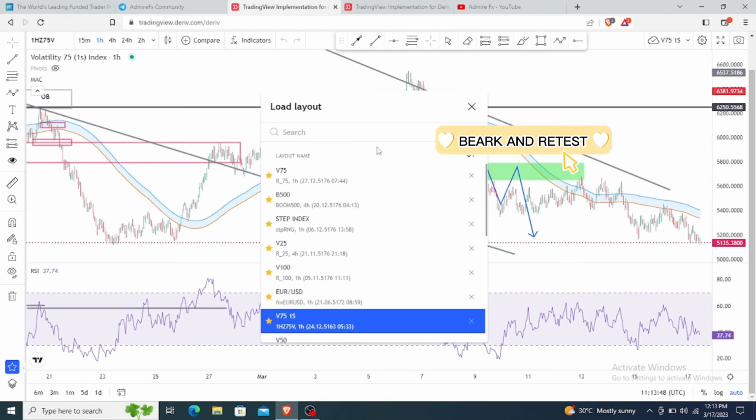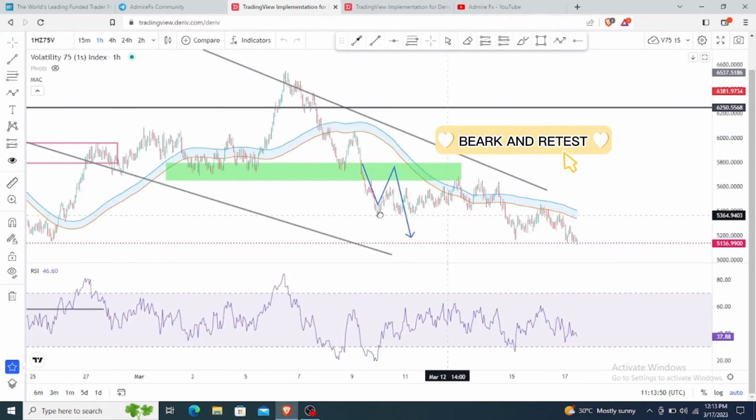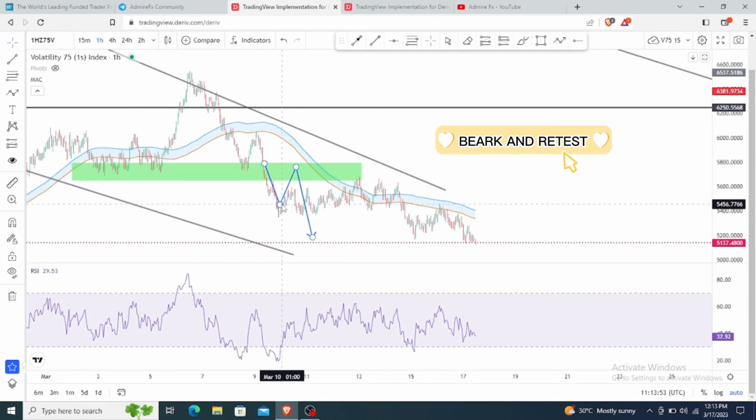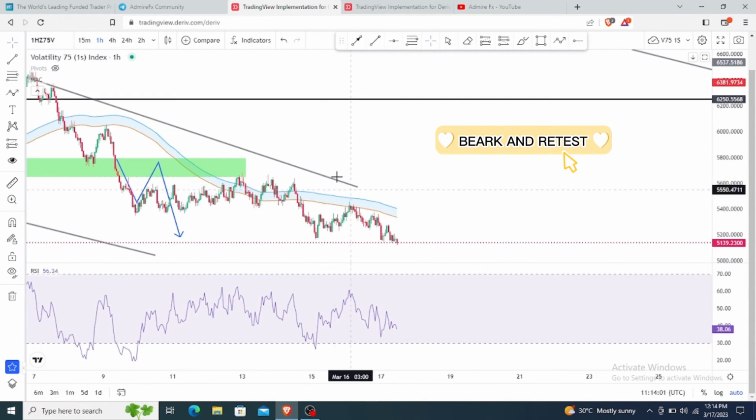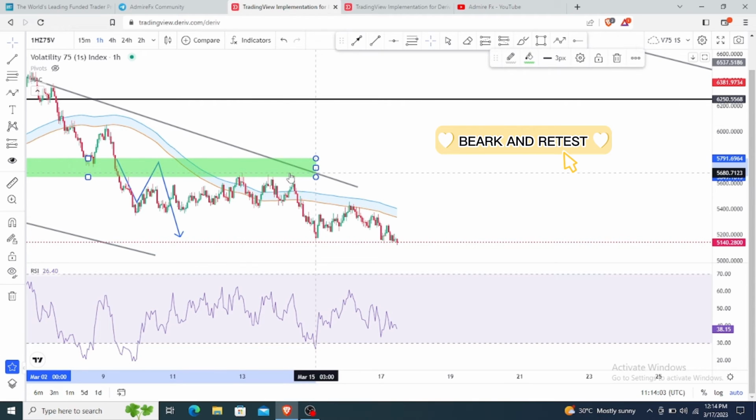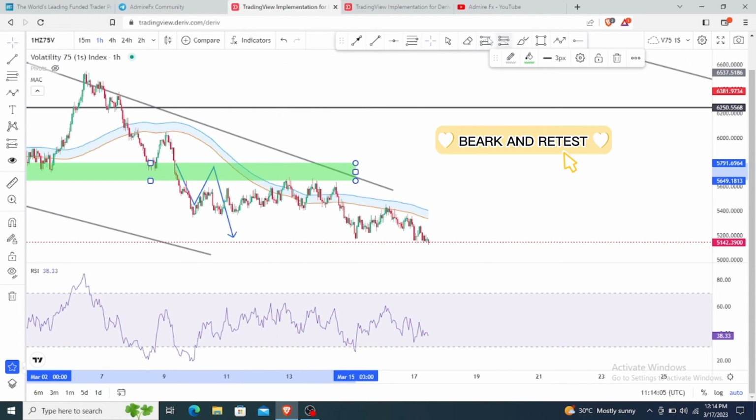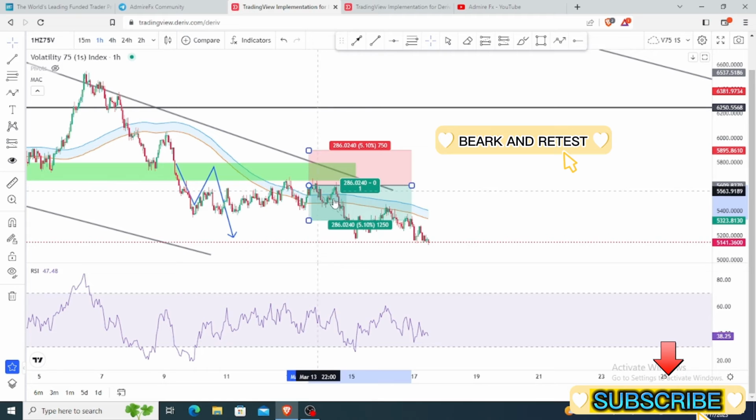So let's show you guys how it was being done. All we needed, okay, we still have our blue line there. We just wanted price to break out of this minor zone and retest here. So you can see we had a very nice retest here. Price mitigated that area, and we sold.